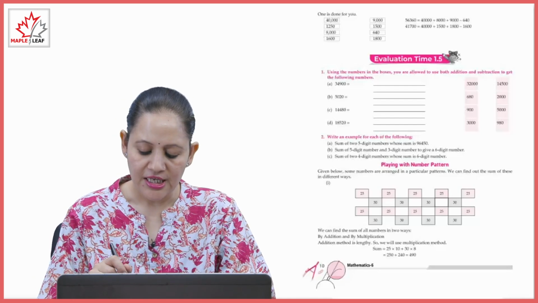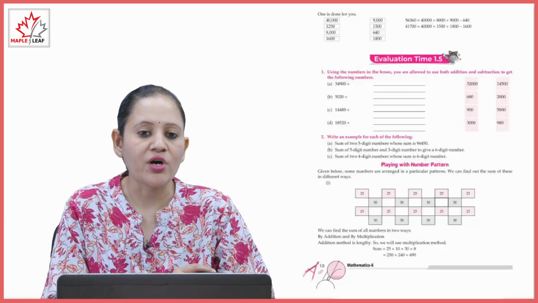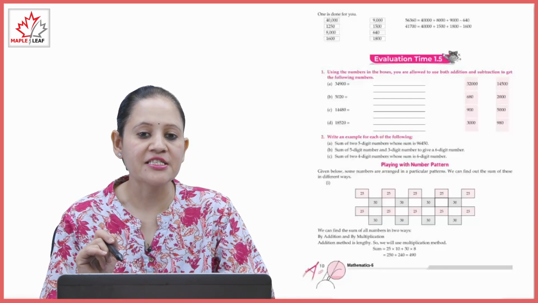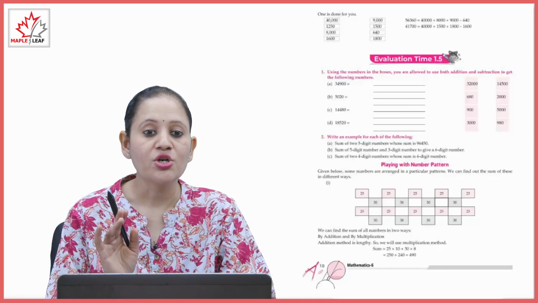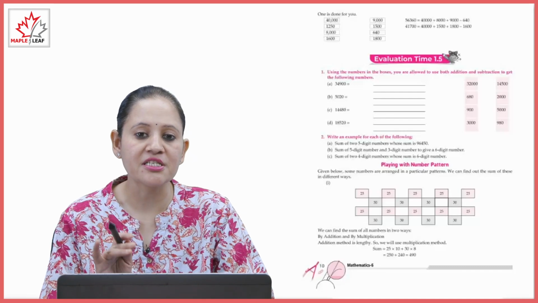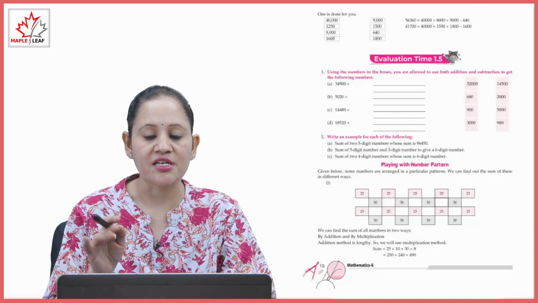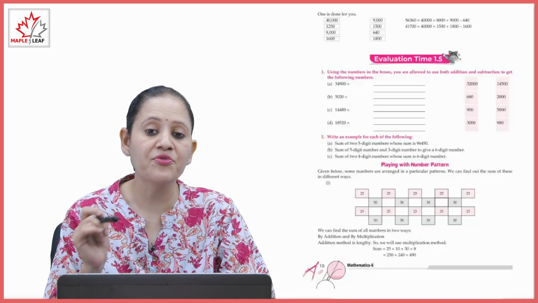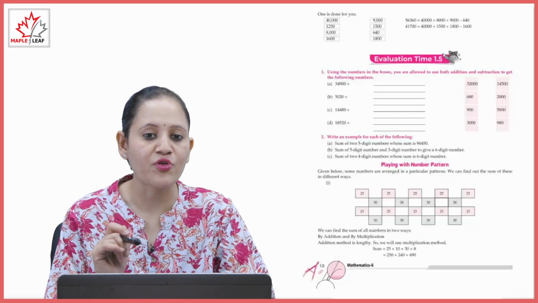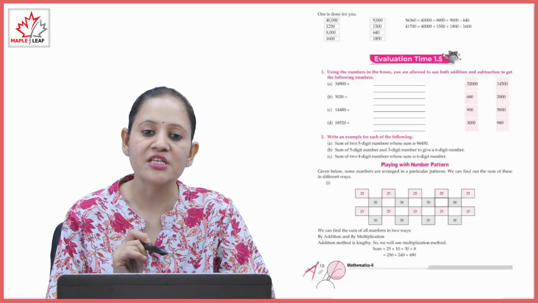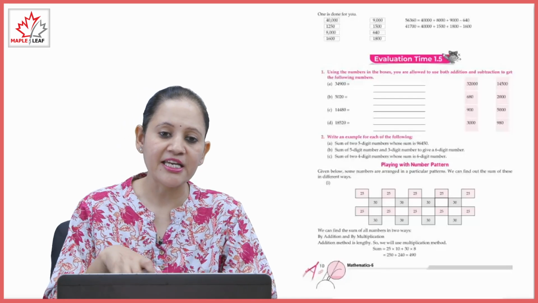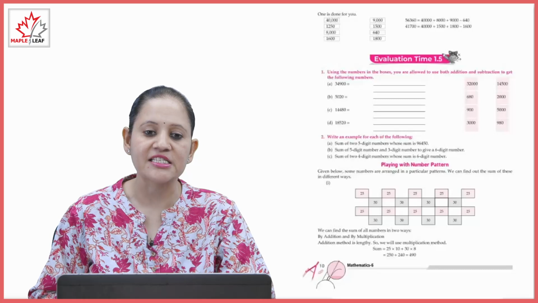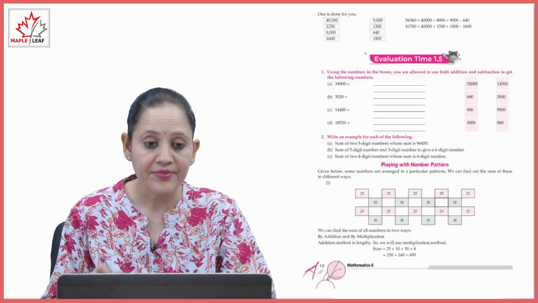So here, these numbers are given to us. Now, we have to get 56,360 using these numbers. So we have to make different combinations by addition and subtraction. We have added 40,000 plus 8,000 plus 9,000 and from that we have subtracted 640. So we get 56,360. Like this, by taking all these numbers, you have to make different combinations and get the required numbers. Next is Evaluation Time 1.5.